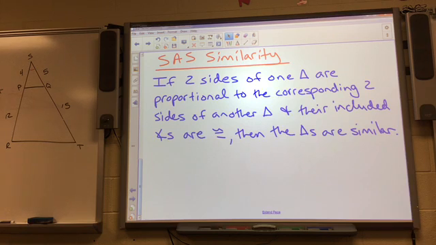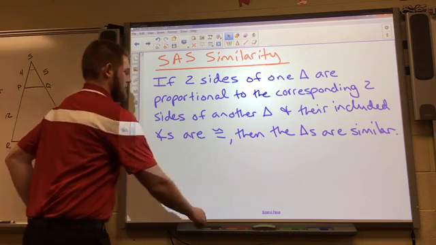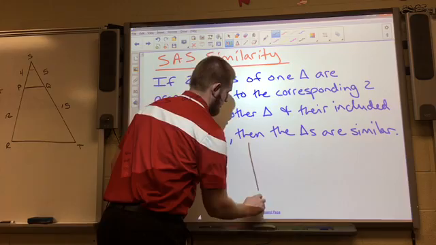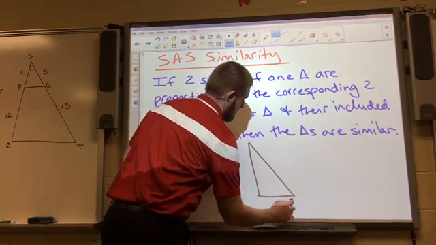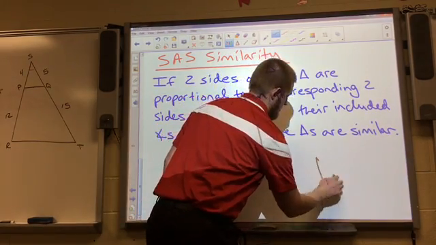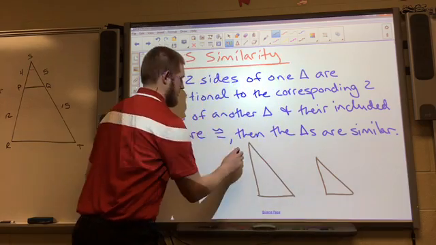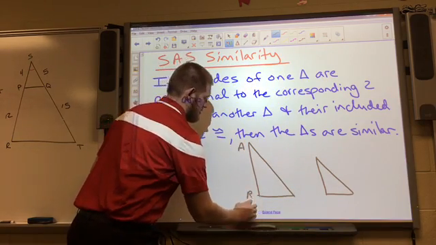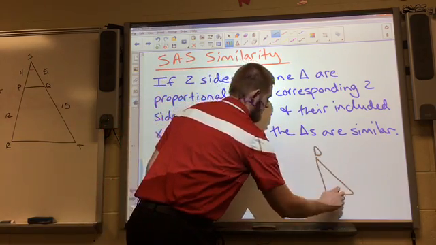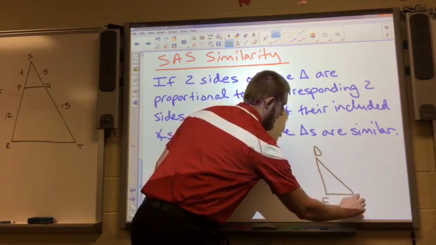Okay, so when we're talking about similar triangles, do the corresponding sides have to be congruent to each other? No, they have to be proportional to each other, right? So you can draw a diagram for this one also if you'd like. Okay, so I have triangle ABC, DEF.